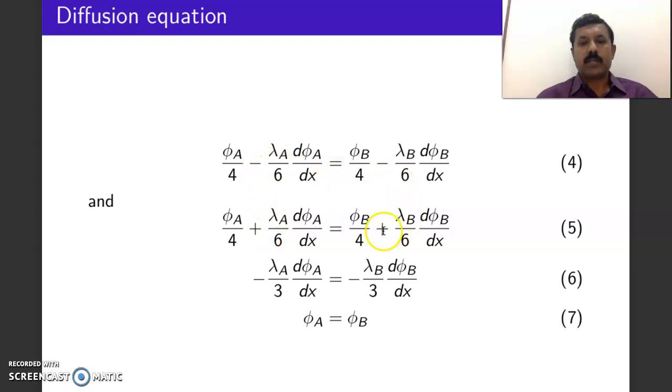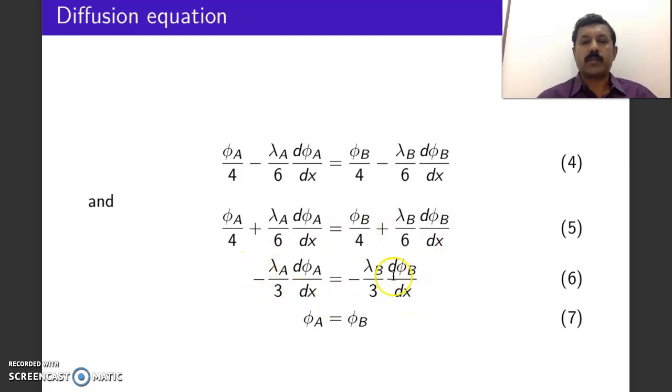Now you have two equations. Taking the difference, if you subtract this equation from equation 4, then phi a by 4 minus phi a by 4 will cancel. You will have minus lambda a by 3 into dou phi by dou x on the left hand side. On the right hand side, again phi b by 4 and phi b by 4 will cancel. You will have 2 lambda by 6 into dou phi by dou x, that is equal to minus lambda by 3 into dou phi b by dou x on the right hand side.